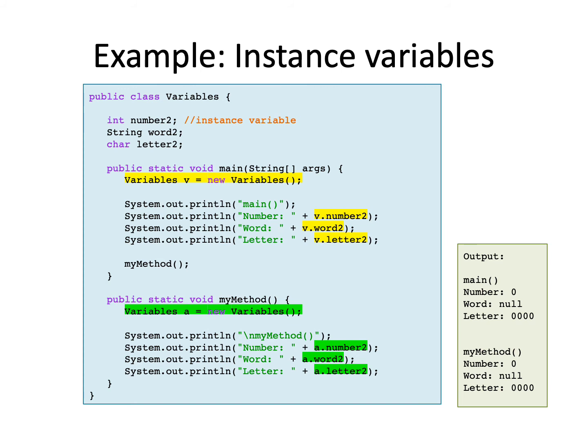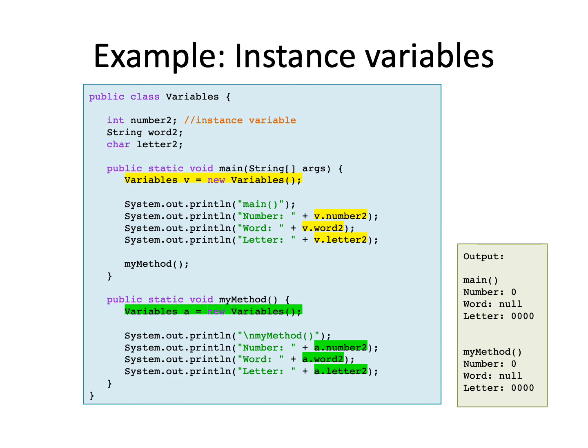In main method, to access the instance variable, we create an object of the class variables called v by writing variables v equal to new variables. When we have the new keyword, that means we are creating an object. This is the same as what we have seen in string, where we can have string s equal to new string, meaning that we are creating an object of a string. Once we have created the object, to get the value of the instance variable, we can write object.instance variable, such as v.number2, v.word2, and v.letter2.